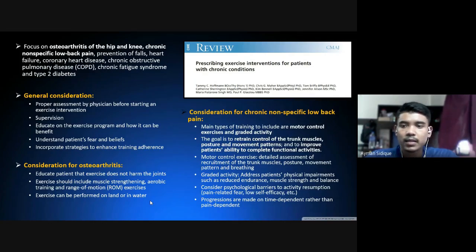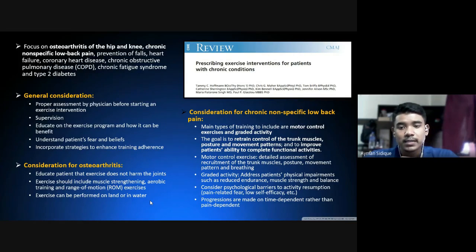For chronic non-specific low back pain, some of the considerations that need to be taken into account are that the main types of training should include motor control exercises and graded activity. First of all, they need to focus on motor control exercise. Why? Because the goal is to retrain the control of the trunk muscles, posture, and movement patterns. And once this has been achieved, they can move on to graded activity, which is to improve the patient's ability to complete functional activities.